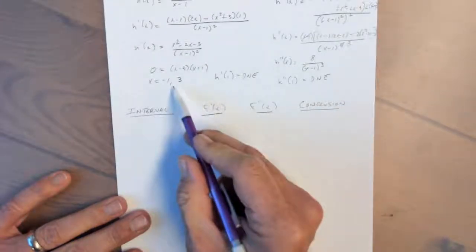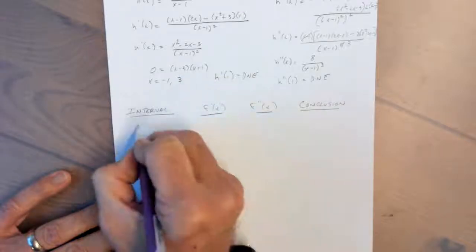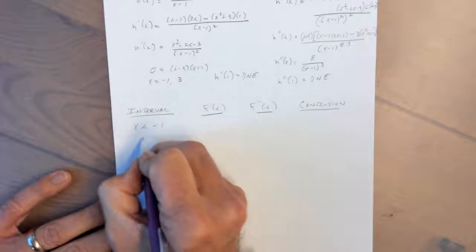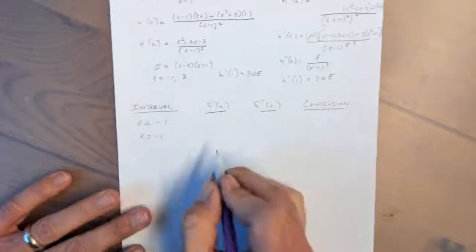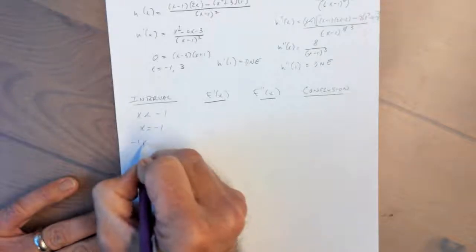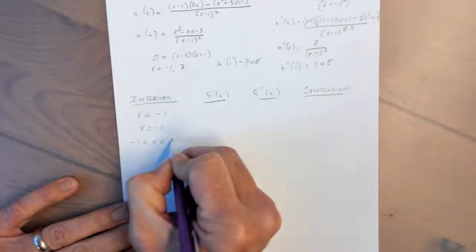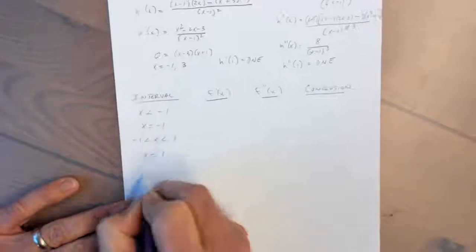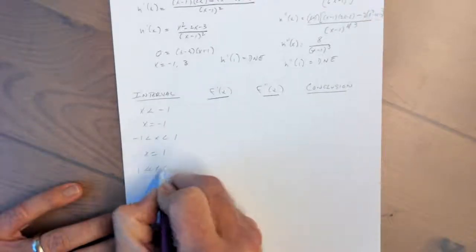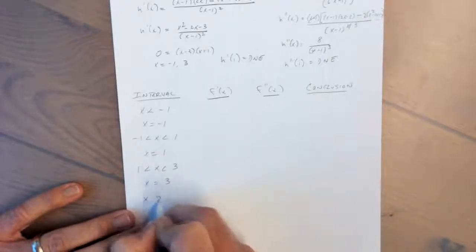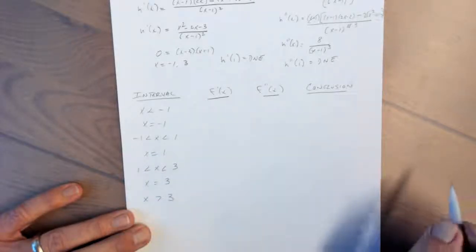So we're going to use negative 1, 1, and 3 for our intervals, so we have x less than negative 1. We're going to go from smallest to largest. Then x equals negative 1. Then we'll be between negative 1 and 1, since that's our next value, then at 1. Between 1 and 3, at 3, and then values greater than 3.